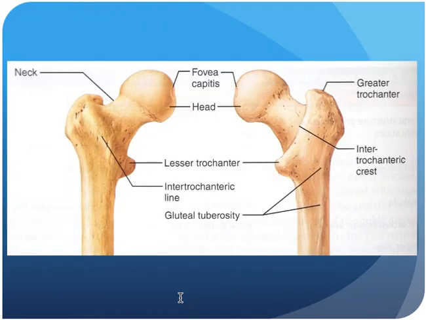So here is a picture of our proximal femur. And again, I want to really be able to list everything. So I want to think about what is he going to ask me if he gives me a picture of that proximal femur. So it's going to be those trochanters, right? Greater, lesser trochanter. You have the head, you have the fovea capitis, and then you get that neck in there.